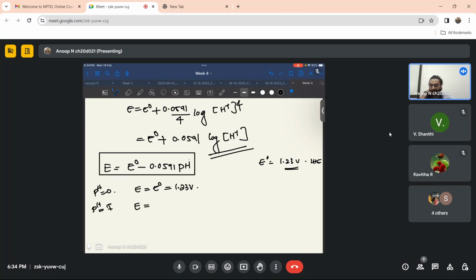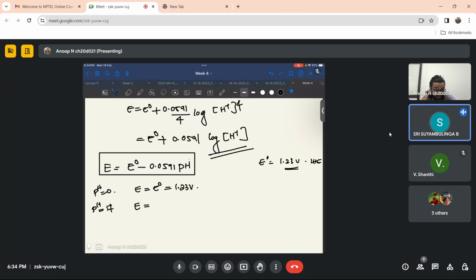Someone calculate. Can you calculate? At pH equal to 7, what will be the E value? What will be the measured cell potential if I'm doing it in a solution of pH 7? How can I calculate? Just substitute the value 7 here. So multiply 0.0591 into 7 and subtract it from 1.23.